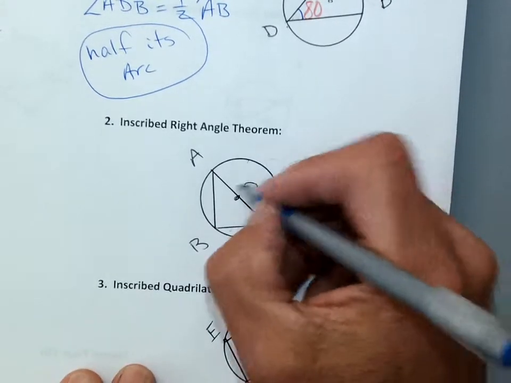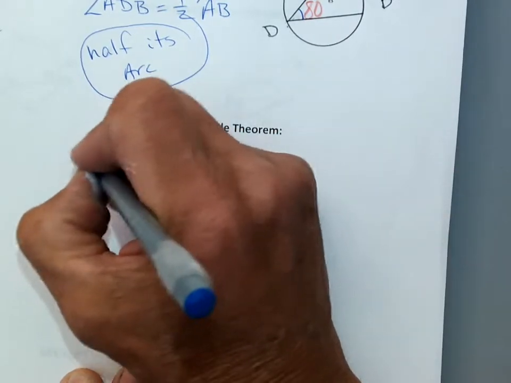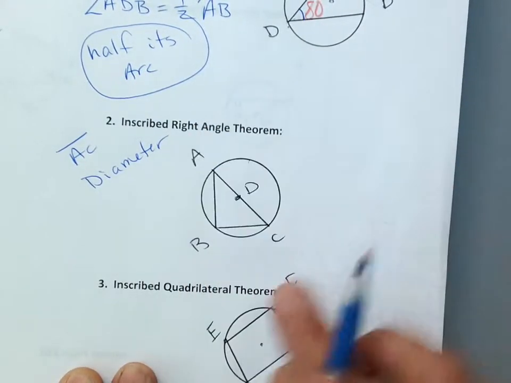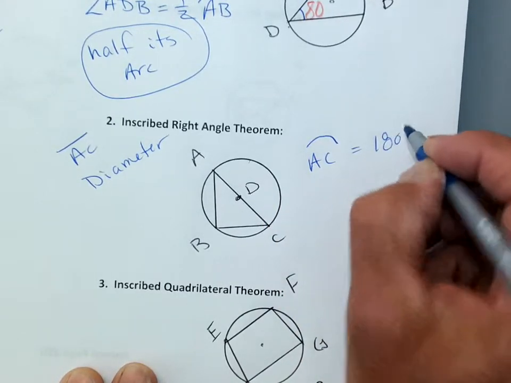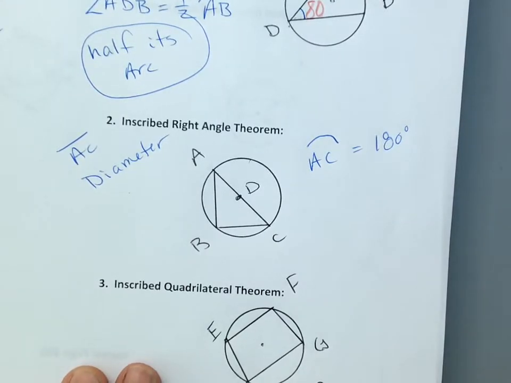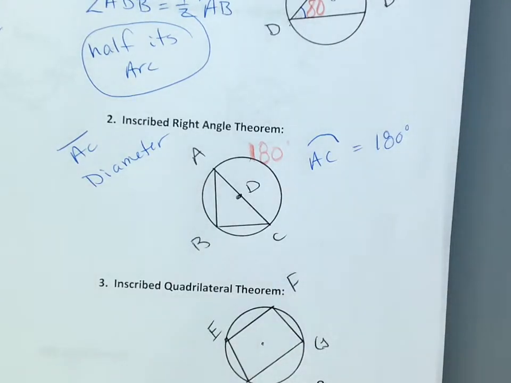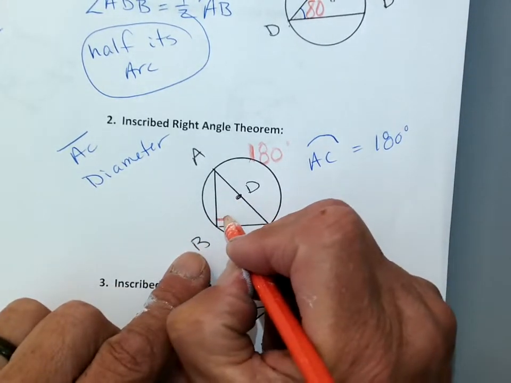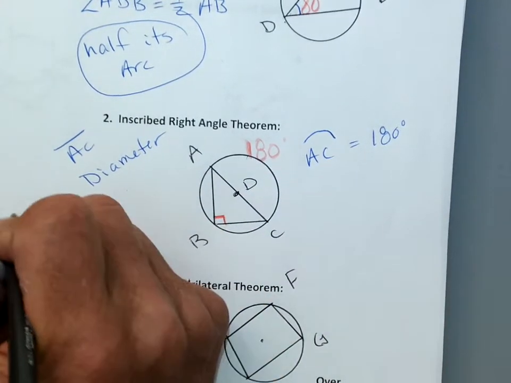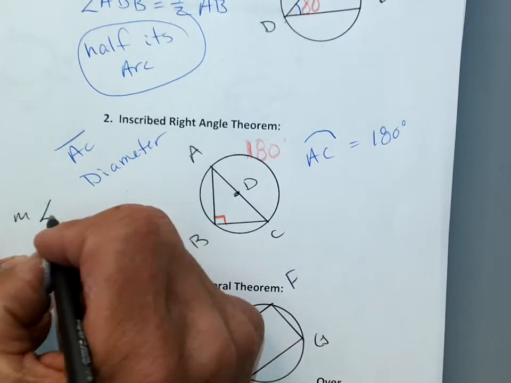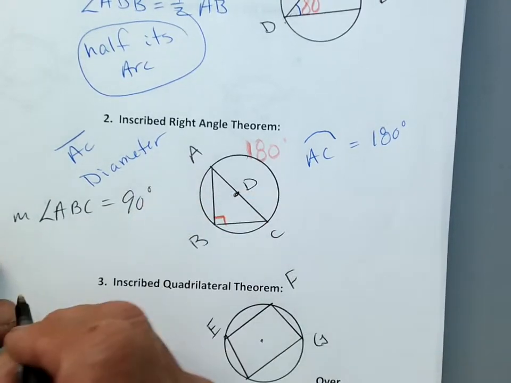If AC is a diameter, that would make arc AC 180 degrees, correct? Because it's half a circle. So I know that this arc has got to be 180 degrees because it's a semicircle. That would make angle B have to be 90 because it's half of it. So the measure of angle ABC has got to equal 90 degrees because it's 1/2 of its arc.